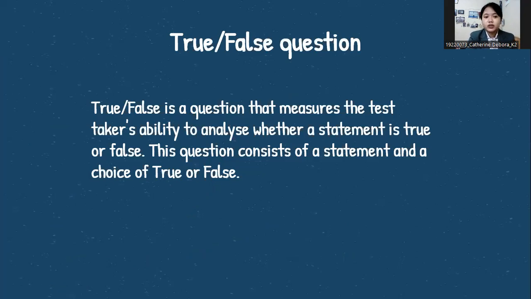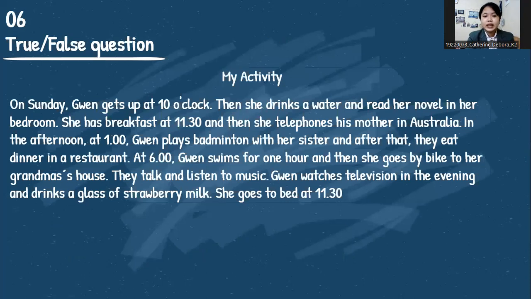Next is true or false questions. True or false is a question that measures the test taker's ability to analyze whether a statement is true or false. These questions consist of a statement and a choice of true or false. Here is an example of true or false questions. And this is a story, my activity.